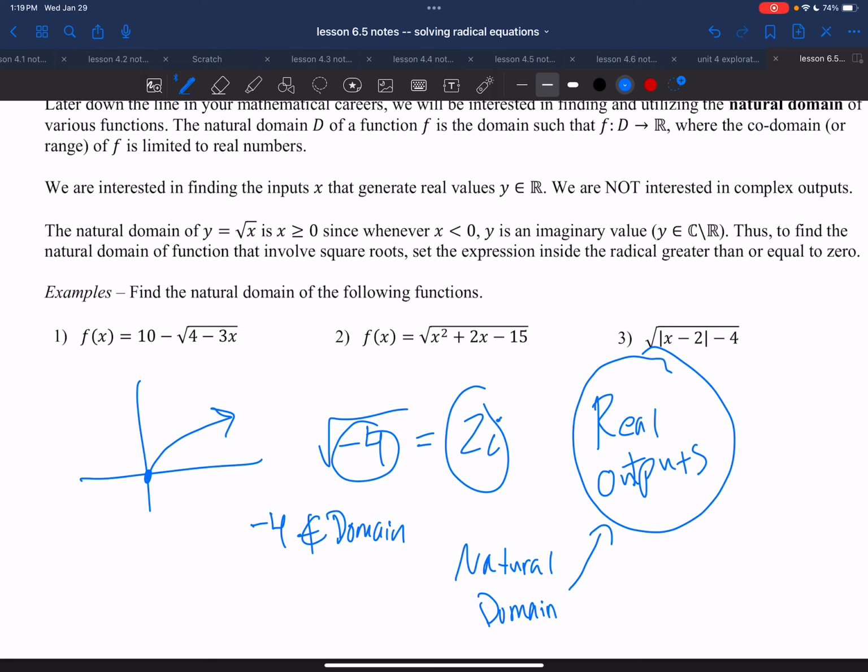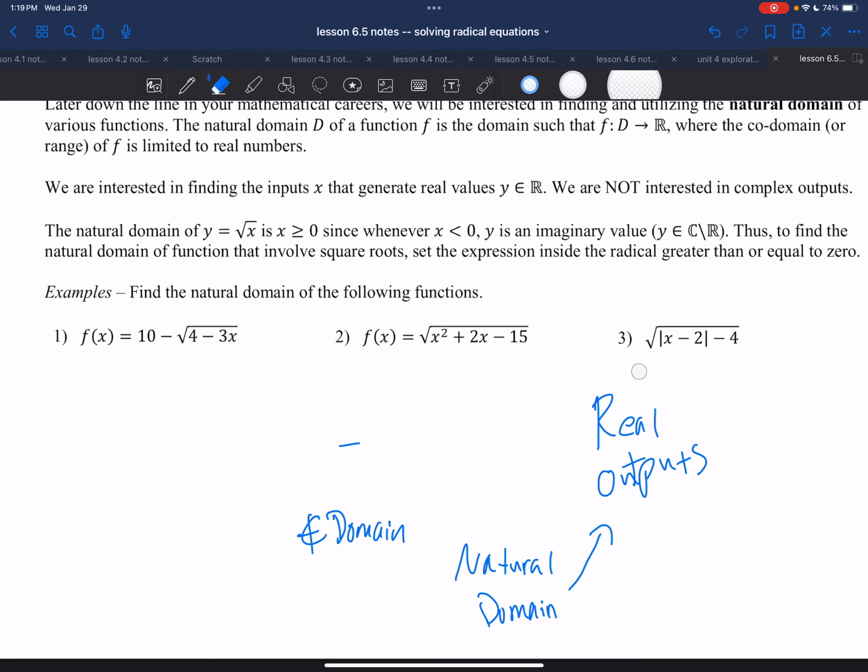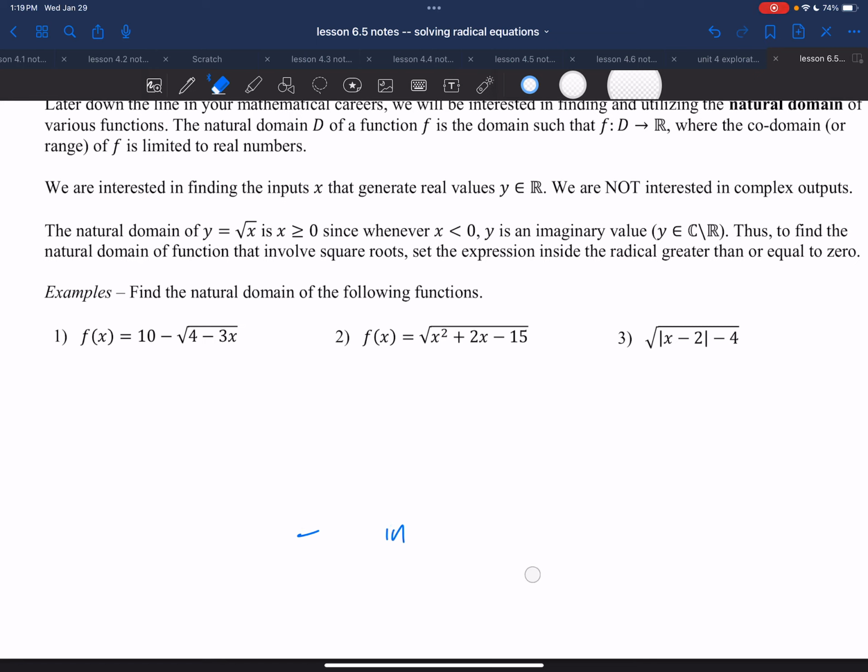We're not interested in inputs that get us not real outputs. Okay, so that's the justification as to why. Here's the what and how, yeah? So how do you figure out a square root function's domain or natural domain?